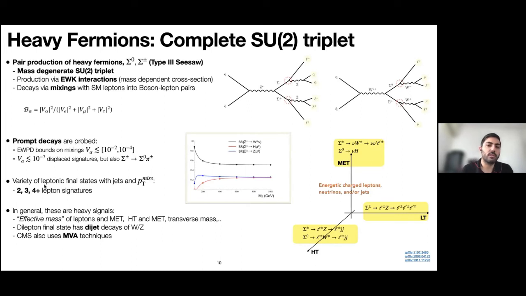LHC searches for such triplets span 2, 3, or 4 lepton signatures with jets and missing ET included. And just to see that, on the right I have this cartoon with these yellow boxes. This shows you basically the interplay of MET, LT, and HT. So these are the missing energy, MET, the sum of the PTs of the leptonic particles, LT, and the sum of the hadronic particles, jets, HT. You can see that this model can give you signatures which can be very high in magnitude in any one of these three dimensions. And these are used in various searches in CMS and ATLAS.